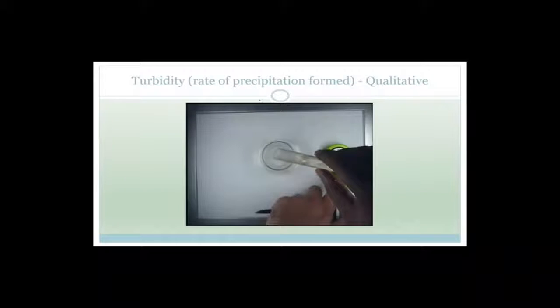Okay, now we're going to look at turbidity. Remember, turbidity is the rate at which precipitation is formed. A typical example is the one here where they're doing an experiment. You are looking at it from the top, and I think they're adding sodium thiosulfate to an acid, hydrochloric acid. You will see that there is an X formed initially, and after a while the X disappears. We'll talk some more about it. So let's just look at this video.